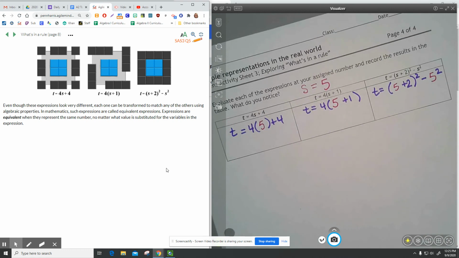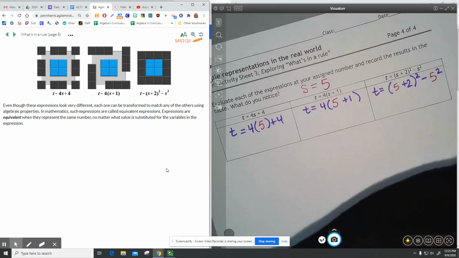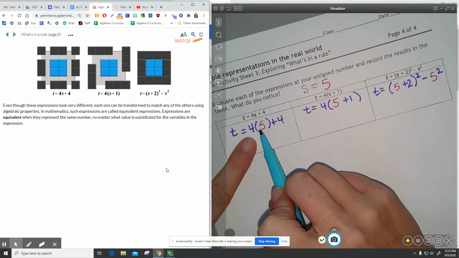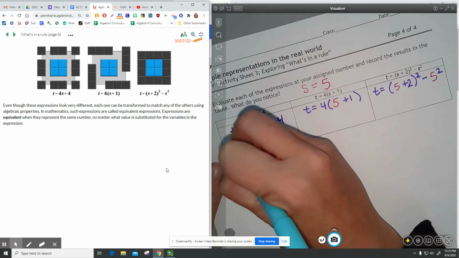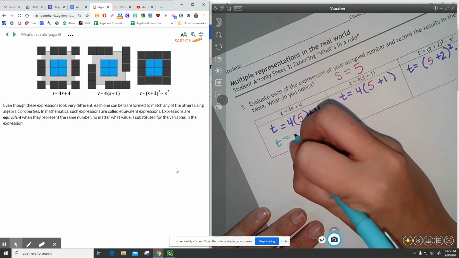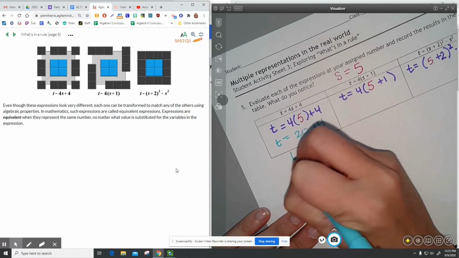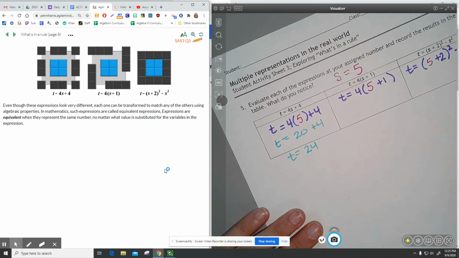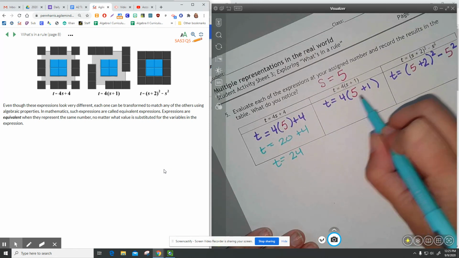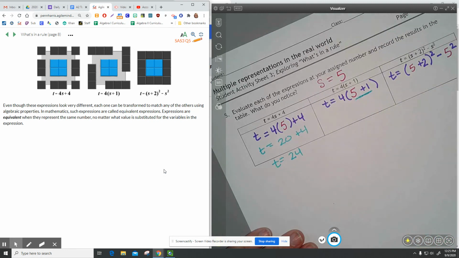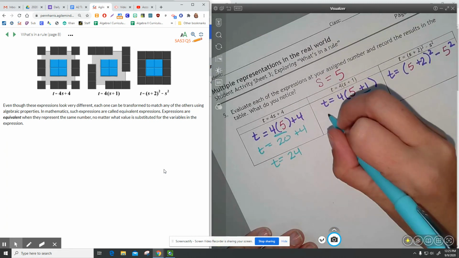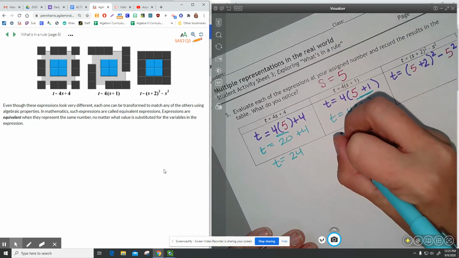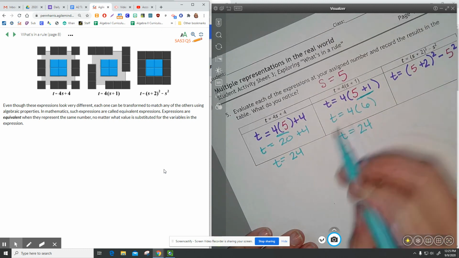Now for each of these, to solve them, we're going to follow our order of operations. On this first problem, this is multiplication. Multiplication comes before addition. So here I get T equals 20 plus 4. So my total tiles here, if I had a length of 5, would be 24. Let's check on this one. Order of operations says that we do parentheses first. So here I get T equals 4 times 6. 4 times 6 equals 24.